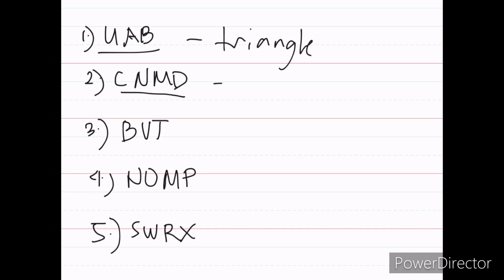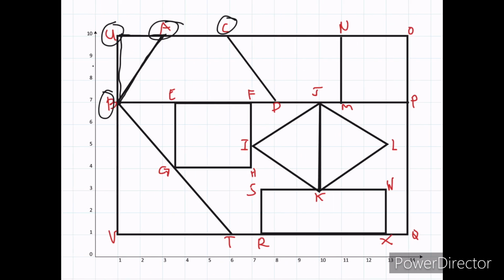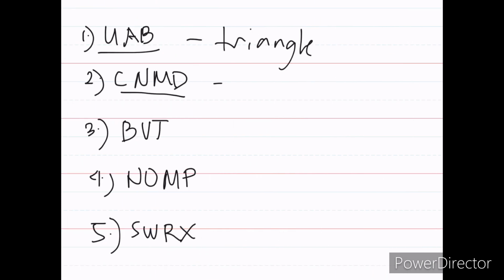Next, CNMD. C, N, M, and D. So connect those letters using a line. C going to N going to M going to D, and D going to C. You can create a shape which is what we call a trapezoid.